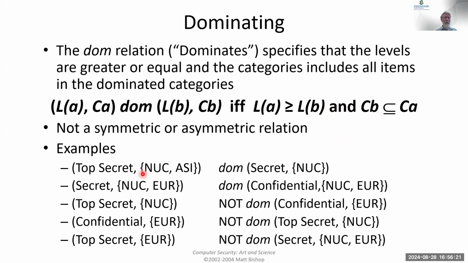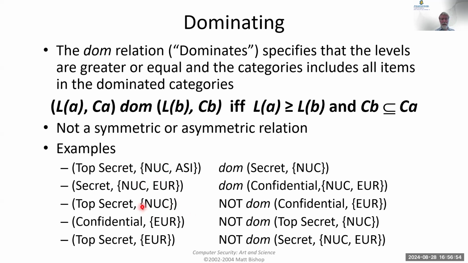Okay, so let's imagine we have something that's top secret, and it has the categories, let's say, nuclear and Asia. It will dominate an object that's secret and nuclear, because secret is less than top secret, and nuclear is a subset of nuclear and Asia. Also, secret nuclear Europe dominates confidential nuclear Europe, because, again, the levels work and the categories are a subset. Not a proper subset, but a subset.